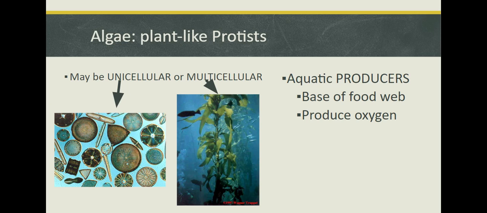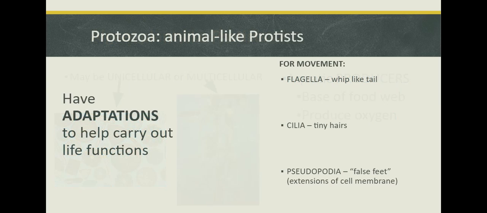The other thing to make a note of on your graphic organizer is that these algae are producers in the food web. That means they produce food through photosynthesis. They are the base of the food web, and they also produce oxygen. In fact, most of the Earth's oxygen doesn't come from trees, it comes from algae. Next, we have the protozoa. Protozoa are the animal-like protists.